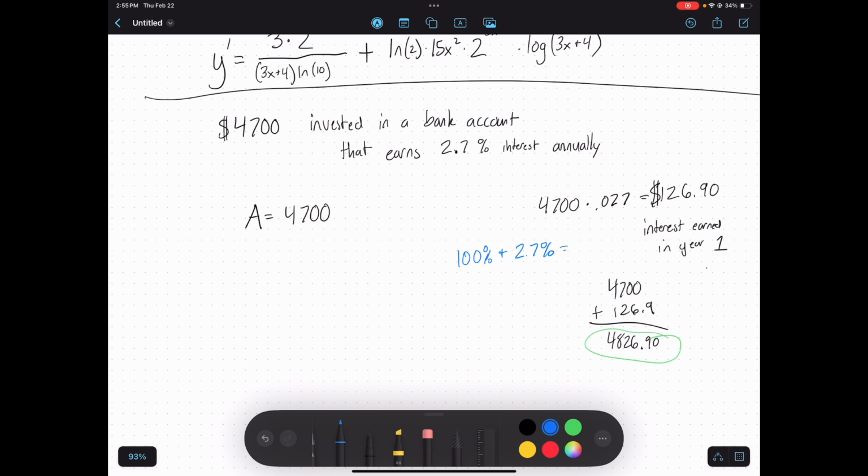What does that give you? That gives you 102.7%. And what does that value mean? That represents the amount that's going to be in your bank account after 1 year, or after each year. Each year, you're going to have 102.7% of what you had previously. What does that sound like? That sounds like a number to multiply by over and over and over again. So my base here is actually going to be 1.027 raised to the t power, where t, of course, is years.